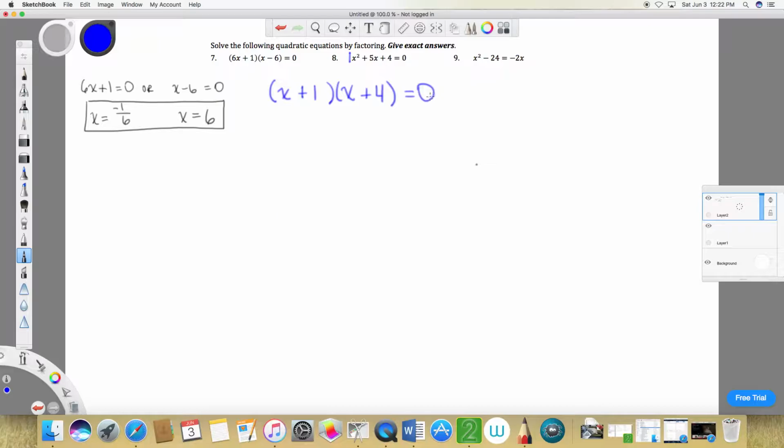That equals 0. By that zero product theorem, then we can split this into two equations. And we have solutions of -1 and -4.